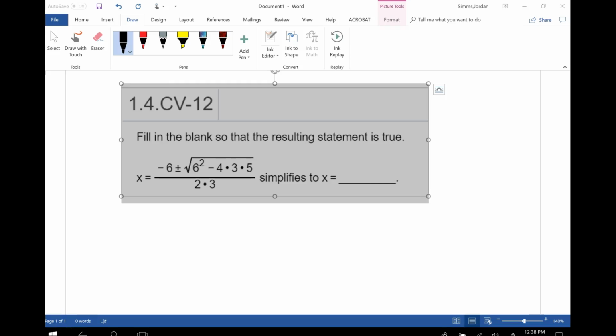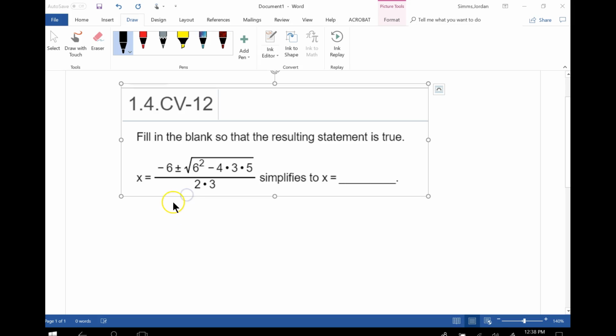All right, Maddie, here we're going to use the quadratic equation. We're going to simplify this out. Let me click off that for you. And a lot of information here, but don't get overwhelmed, really. This is -6 plus or minus the square root of 6 squared minus 4 times 3 times 5, so we can just evaluate that. And then we're going to divide that whole thing by 2 times 3.